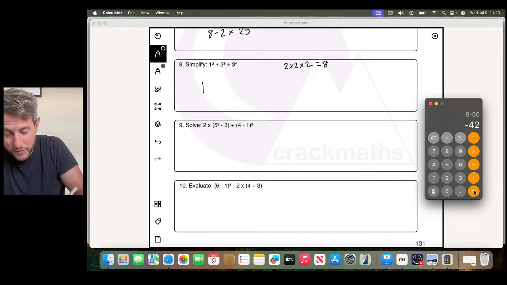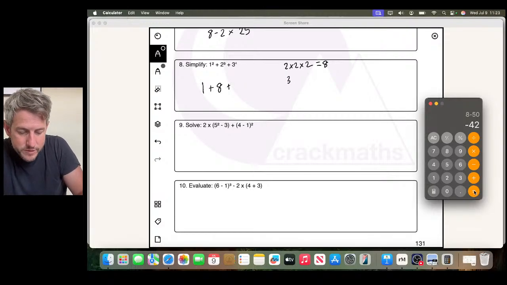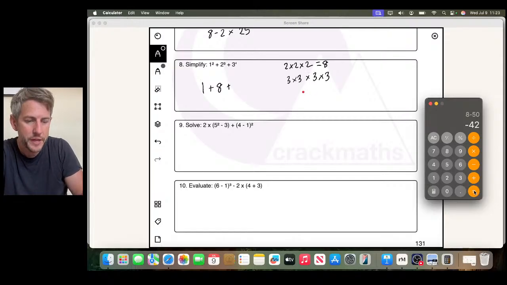Right, so here we go. So we've got 1. And then that bit's 8. Now 3 to the power of 4 is 3 times 3 times 3 times 3. So I'm going to think about this as these pairs of 3s being 9 times 9. Okay, because 3 times 3 is 9, 3 times 3 is 9. 9 times 9 is 81.